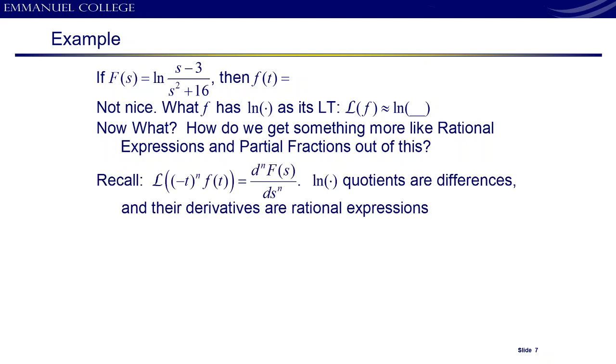Remember, the Laplace transform of negative t to the n times the function of t was the nth derivative of that function. So to take advantage of those log properties, the natural log of s minus 3 over s squared plus 16 is the same as the natural log of s minus 3 minus the natural log of s squared plus 16.